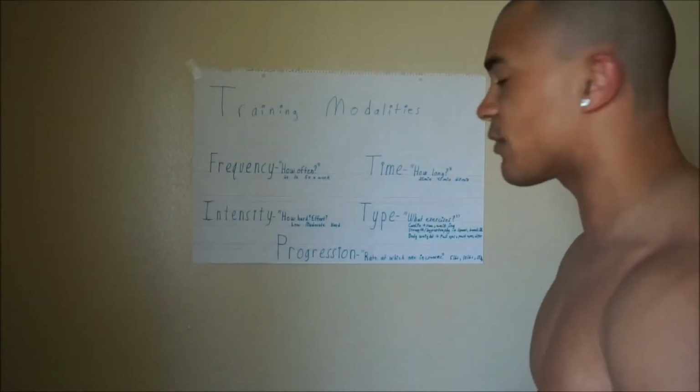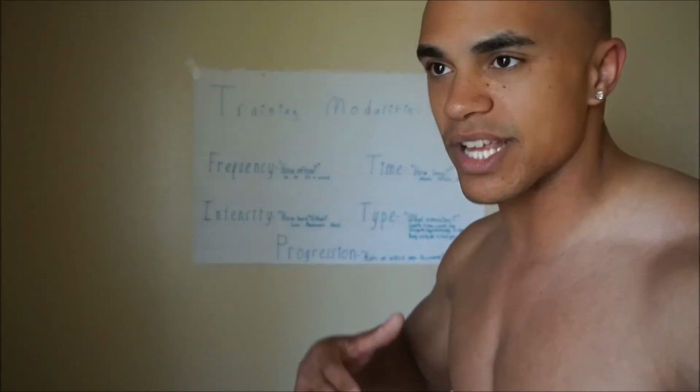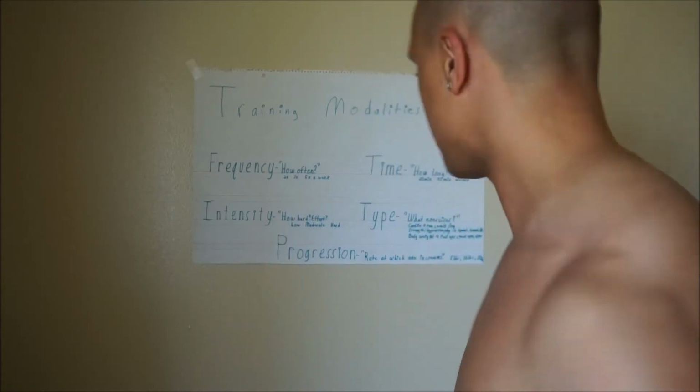For hypertrophy and for strength, you're going to be in a little bit lower of a rep range. It can range anywhere from 1 to 6 repetitions.